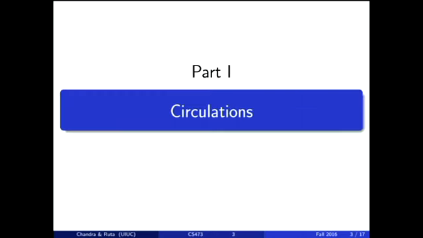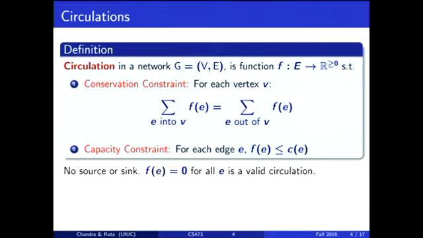What is a circulation? Circulations are simple variations of flow. So what is flow, right? When we say flow, we said it's going from source to the sink, right? Okay, but what does that mean, it's going from the source to the sink? It means that at any intermediate vertex, the incoming flow has to go to outgoing flow, right?